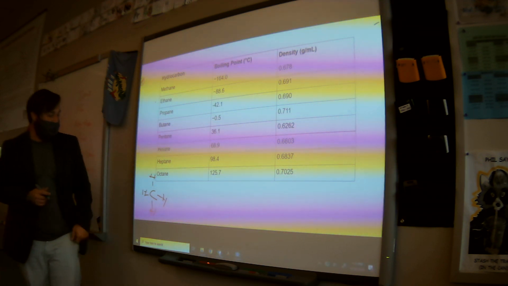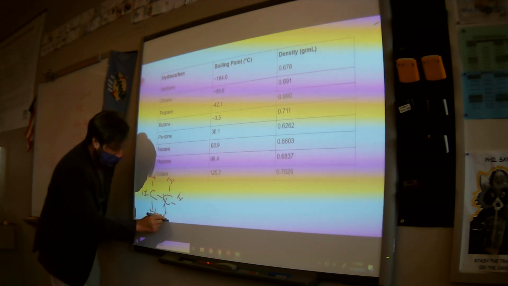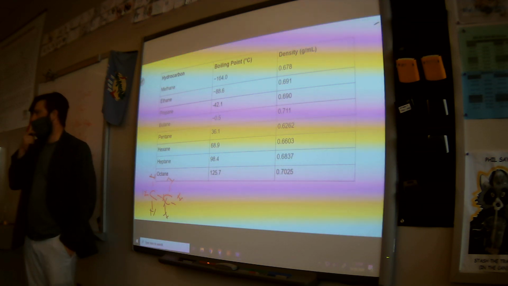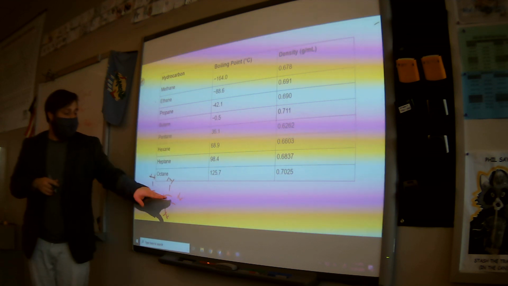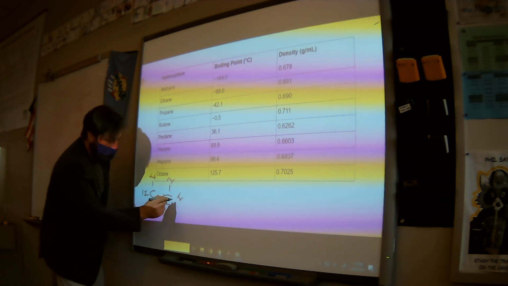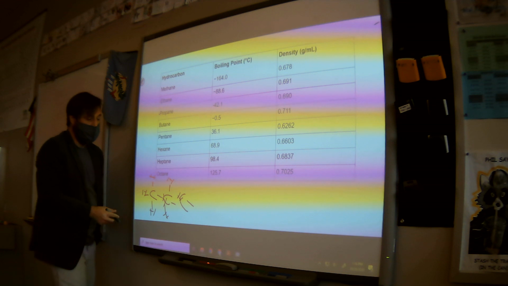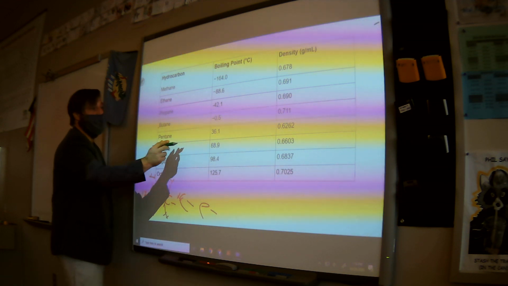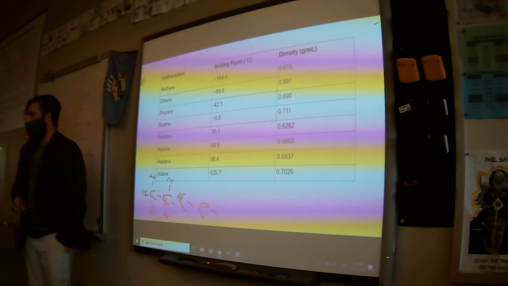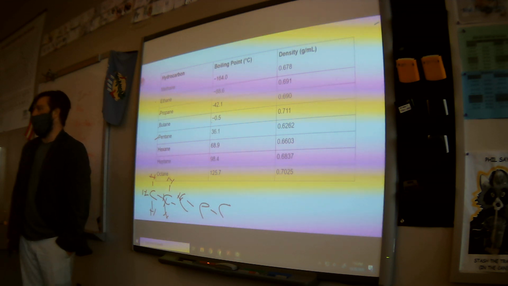Next one, ethane. I'm not going to draw the hydrogens anymore because they're just hydrogens on the carbon. If I add one more carbon, negative 88. If I add one more carbon for propane, negative 42. Add one more carbon, butane, negative 0.5. One more, pentane, 36.